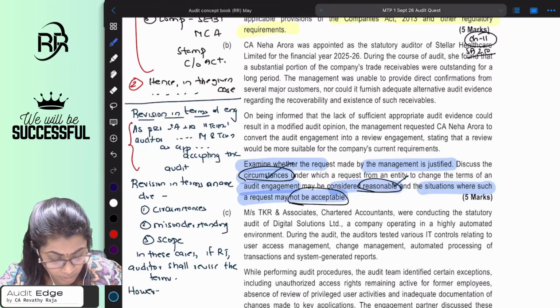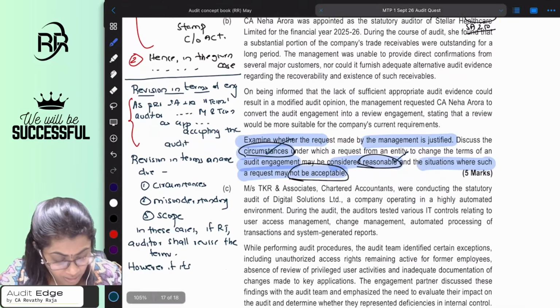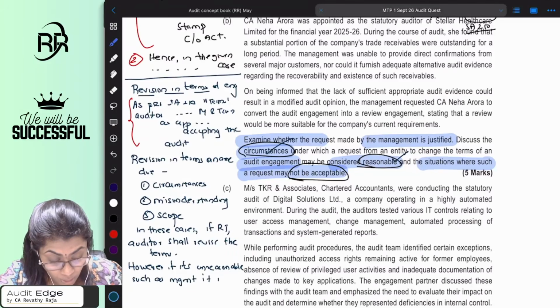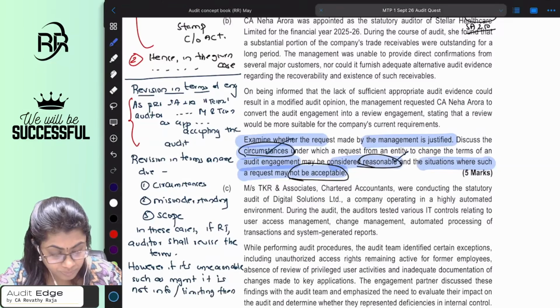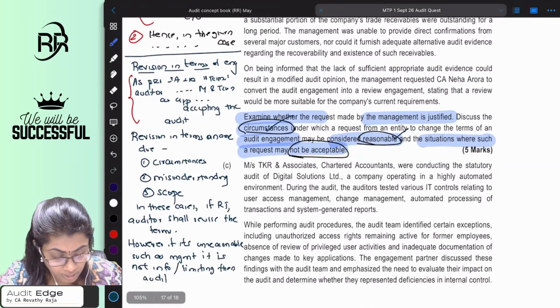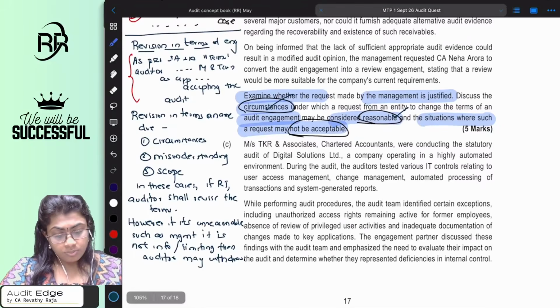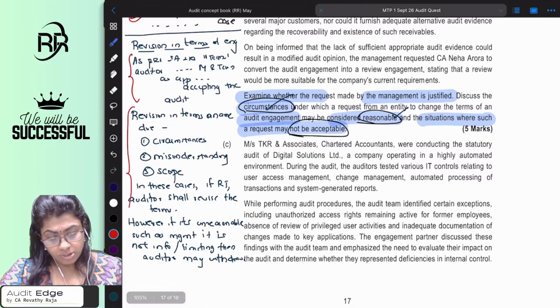However, if it is unreasonable, such as management not providing information or limiting the auditor, then the auditor may withdraw. So that's the next main part.